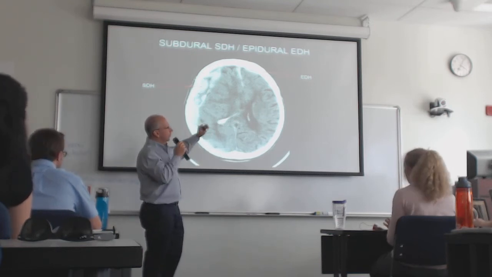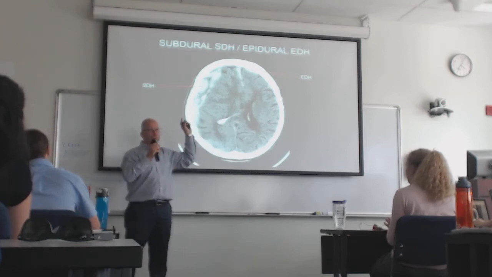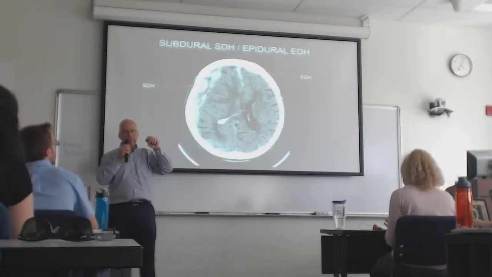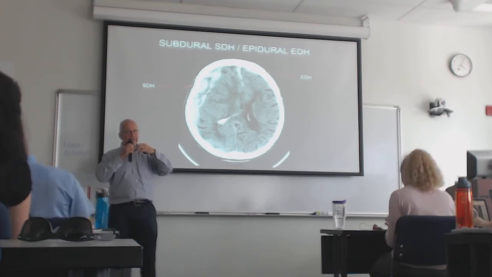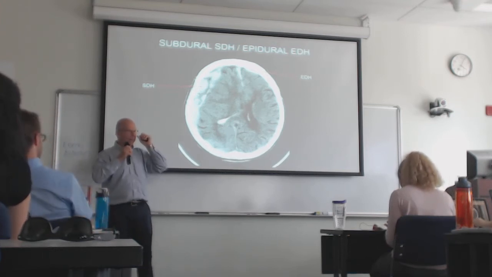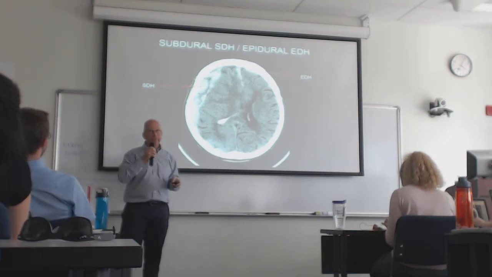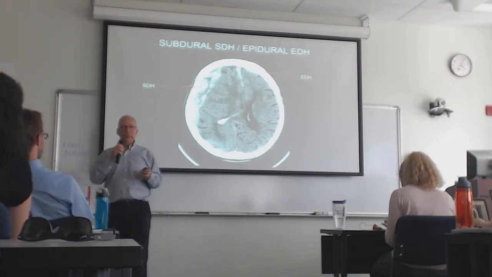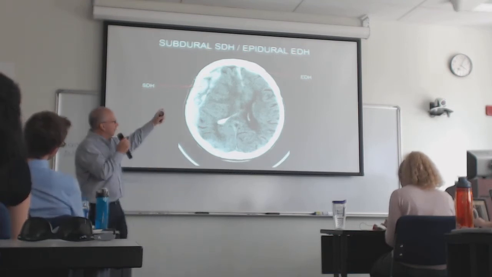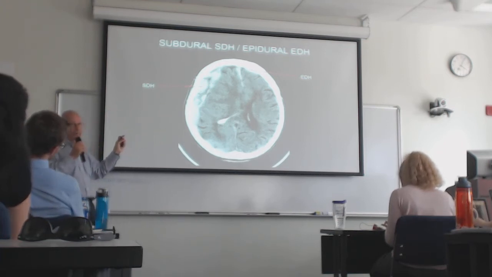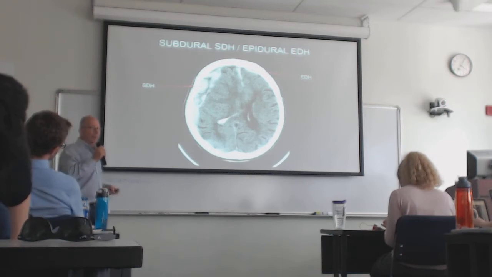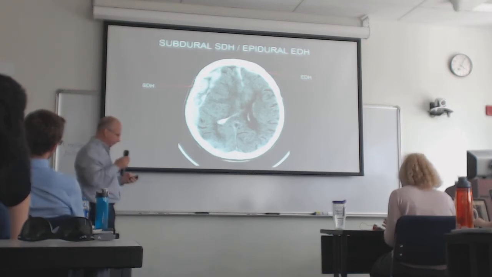But the epidural hemorrhage, because that's arterial blood being pumped into a very small space, it gets big fast, and it will push the brain away. Epidural hemorrhages tend to be associated with skull fractures. You will usually find a skull fracture right there where the epidural hemorrhage is. Subdural hemorrhages are not associated with skull fractures. Keep that one in your mind. Remember that.